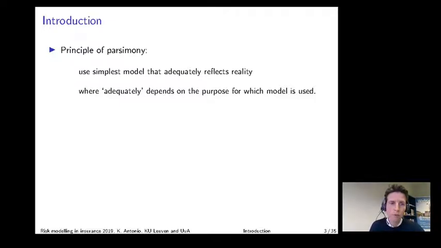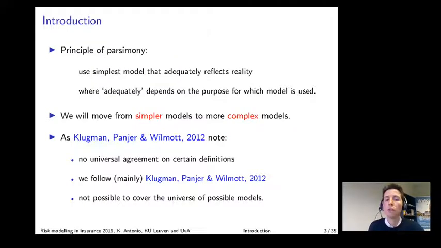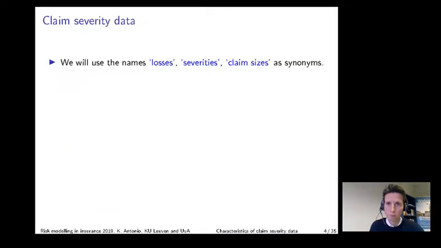Now, throughout the lecture sheets, you will move from simple to more complex models, and as Klugman, Panjer and Willmot denote in their book, no universal agreement exists on certain definitions that will matter here, and the sheets typically follow the definitions and specifications of the Klugman, Panjer and Willmot book. Moreover, it is not possible to cover the whole universe of possible loss models, so we'll make a thoughtful selection in this set of lecture sheets.